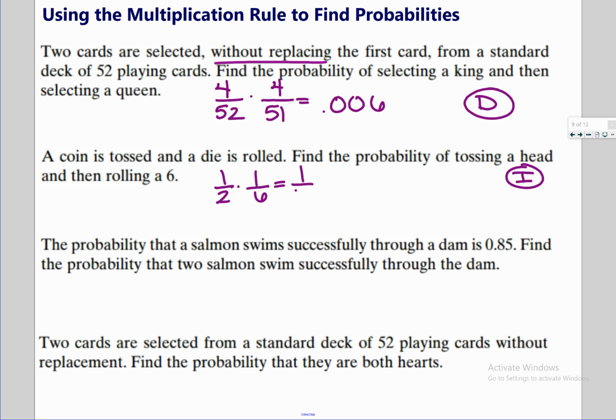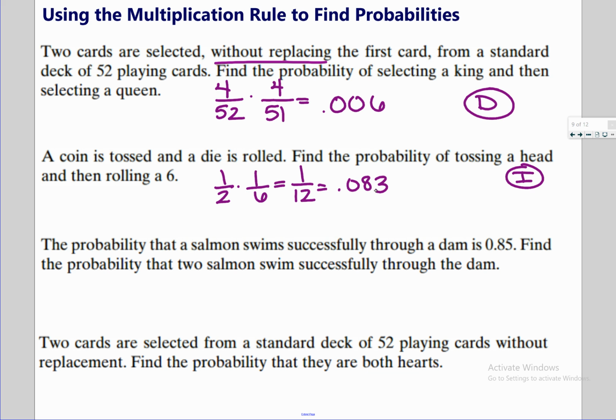So you could say 1/12, and then you can divide it and get the decimal, 0.083. Okay, probability that a salmon swims successfully, it's a mouthful, through a dam is 0.85. Find the probability that 2 salmon swim successfully through the dam.